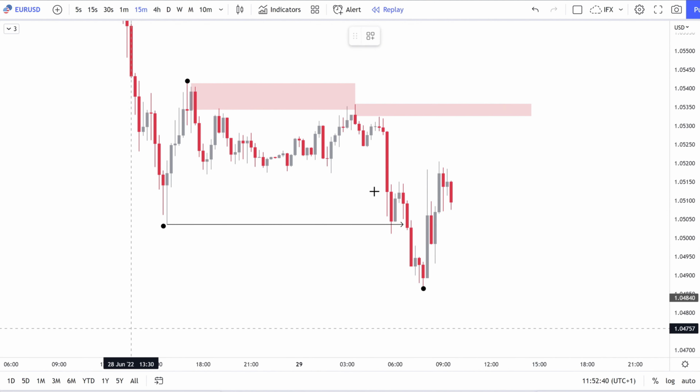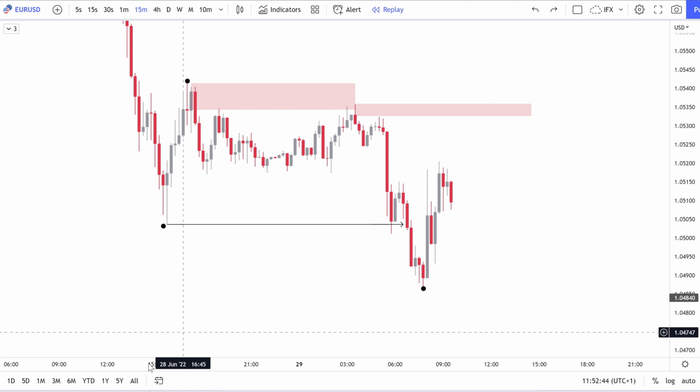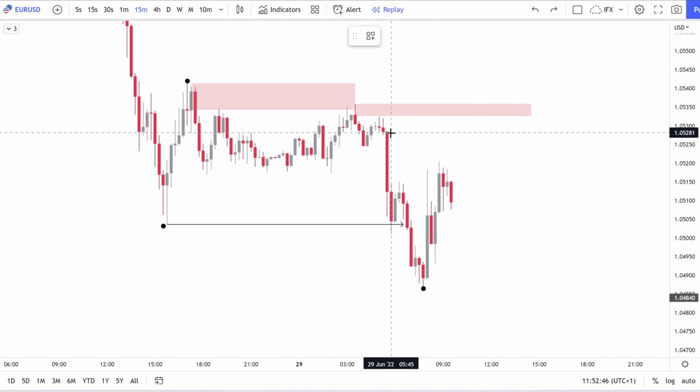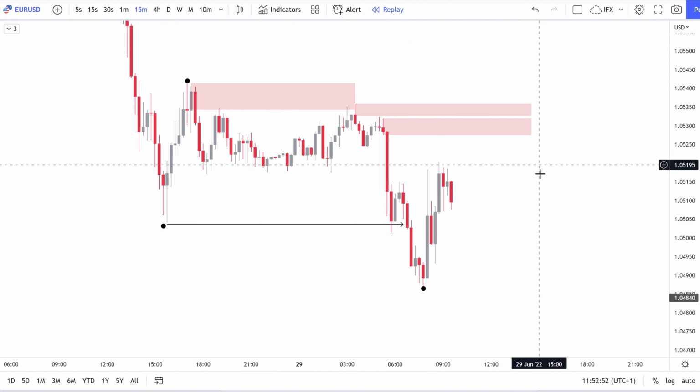Now we could also, and there's nothing wrong with having this as another POI, right? Now, like I said, I'm not going into how to select these POIs or anything like that, but I'm saying the second thing I do is identify my supply and demand zones, right?